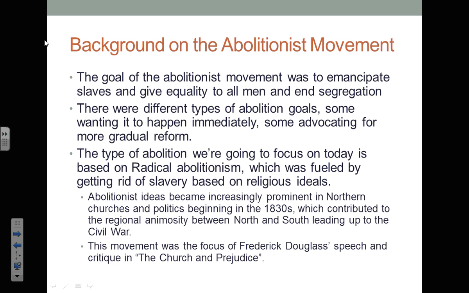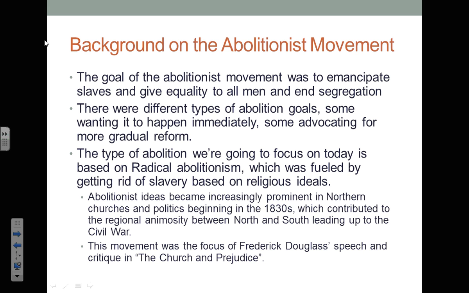Just like if we look at civil rights movements that are happening today. Let's look at immigration. Do people have different views on how to handle immigration? So even if they all believe, let's say there was a school of thought, everybody believed that immigrants should be able to come to this country with more ease. But each person's going to have a different idea of how that would be approached, right? And that's the same thing with the abolitionist movement.